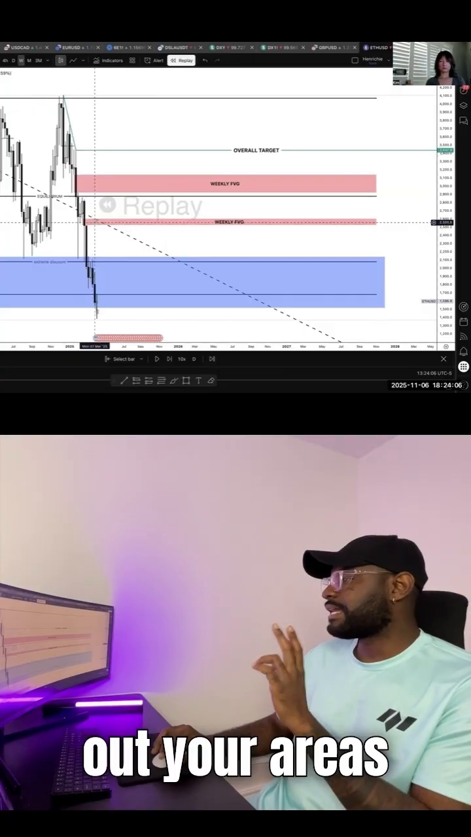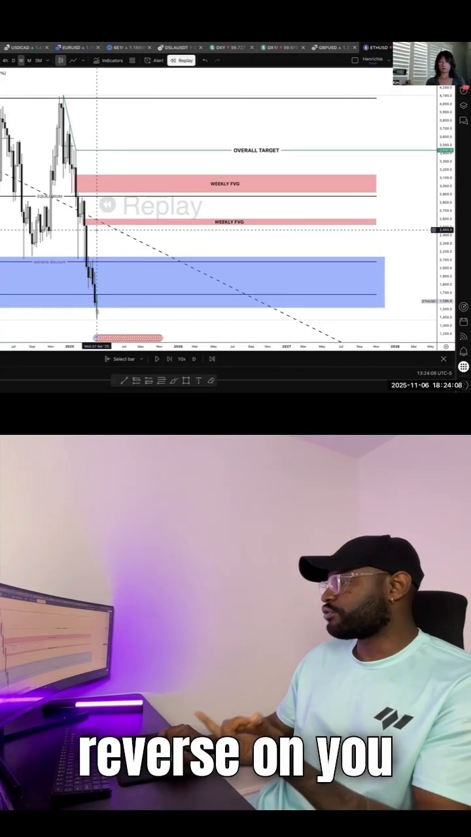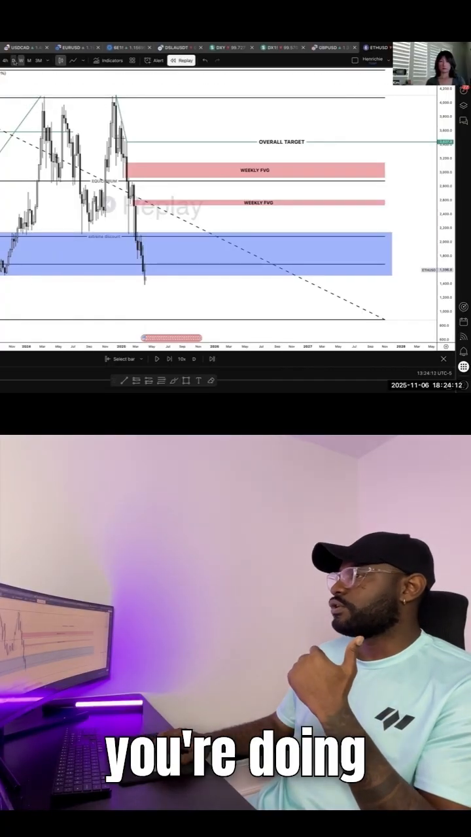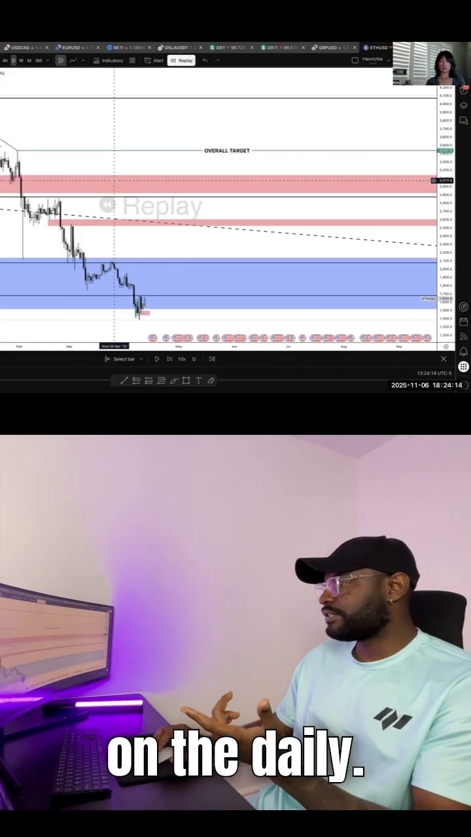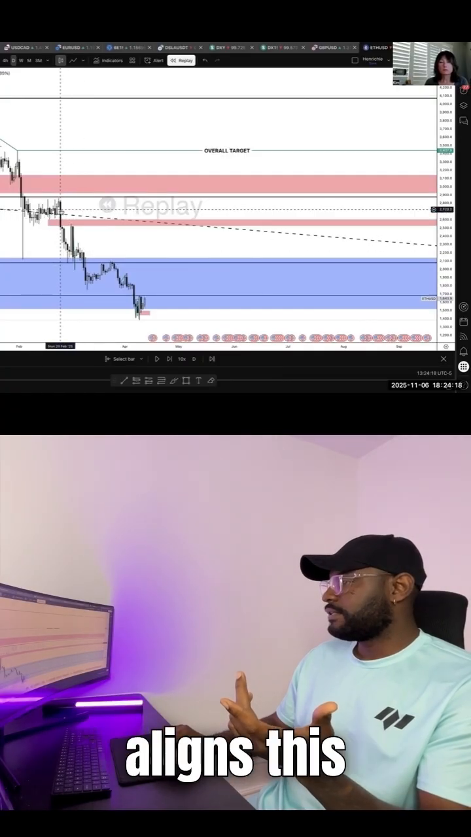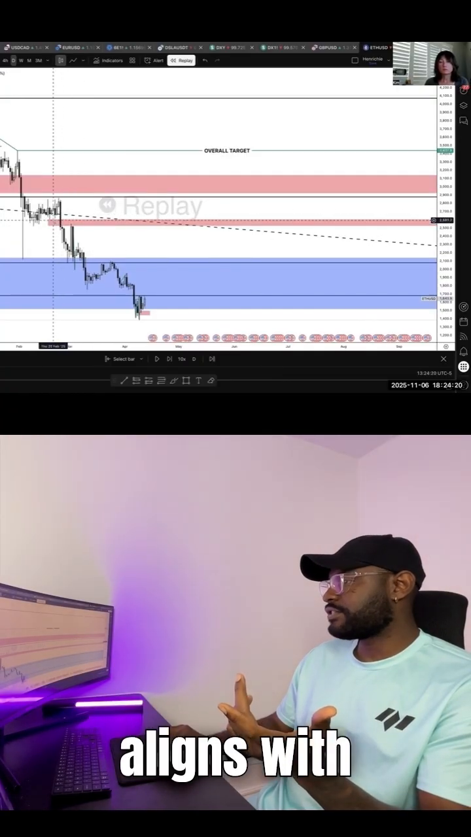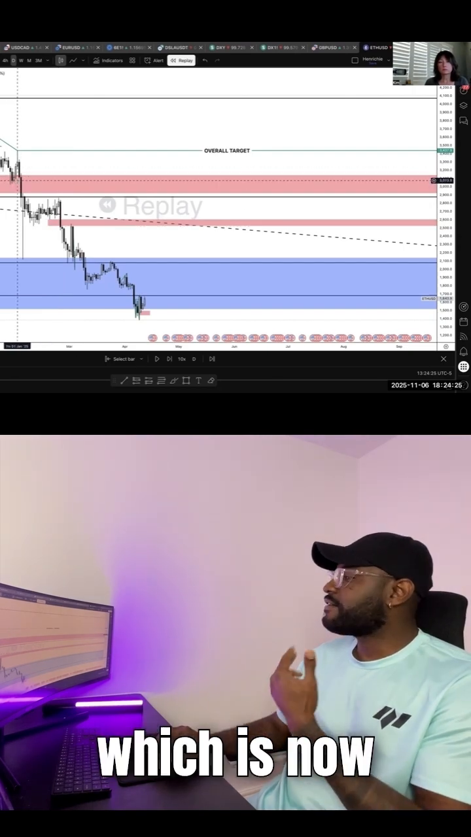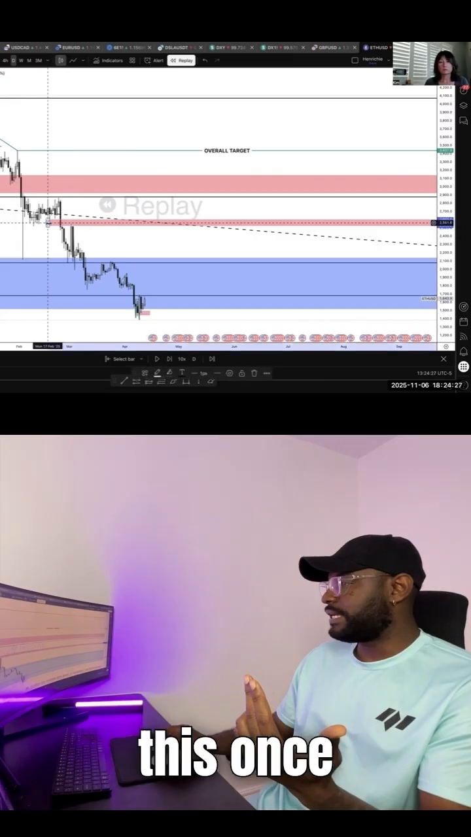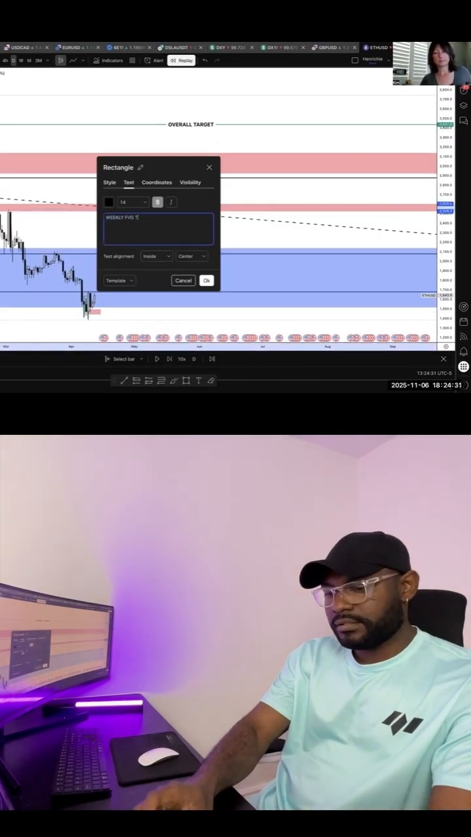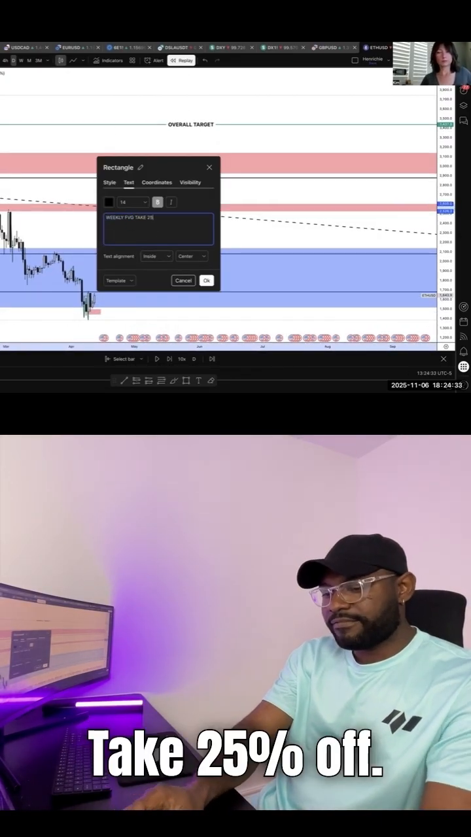Now, once you've marked out your areas of interest that price can reverse on you on the weekly, you go to your daily and you're doing the same thing on the daily. Now you're seeing that the daily right here, this weekly inefficiency aligns with the daily, which is now fantastic. Now you can label this. Once price hit this level, you want to take 25% off.